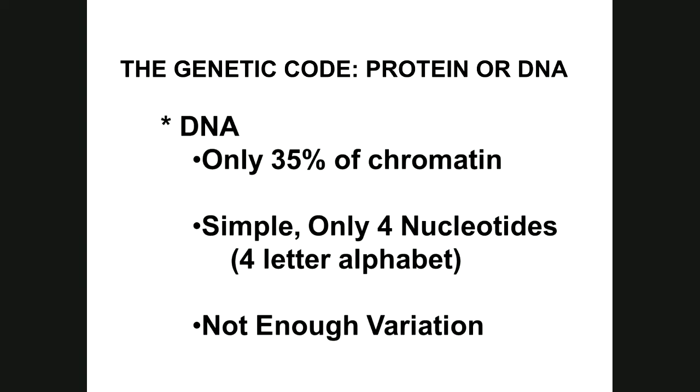DNA, on the other hand, represented 35% of the chromatin content. And DNA was pretty simple. It only had 4 nucleotides, a 4-letter alphabet to code for the hereditary material. And they thought that that was not enough variation. But again, they have to prove it.